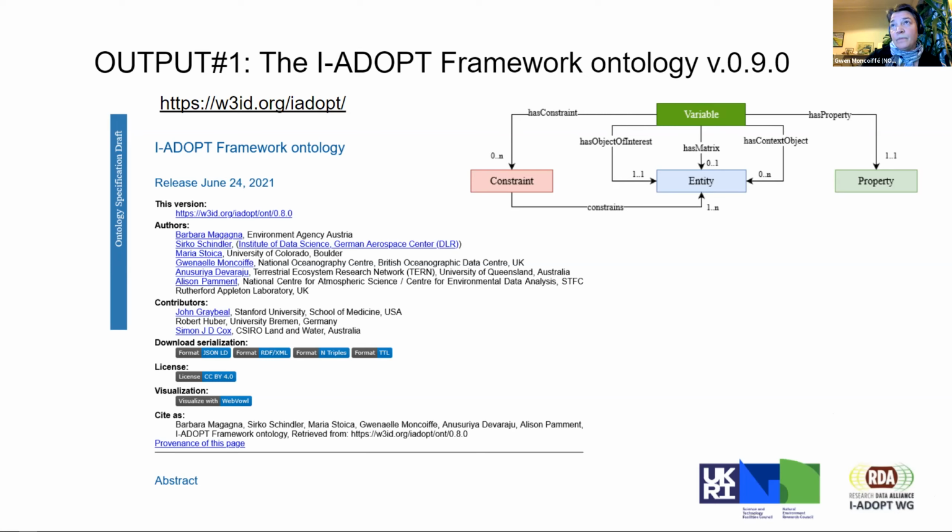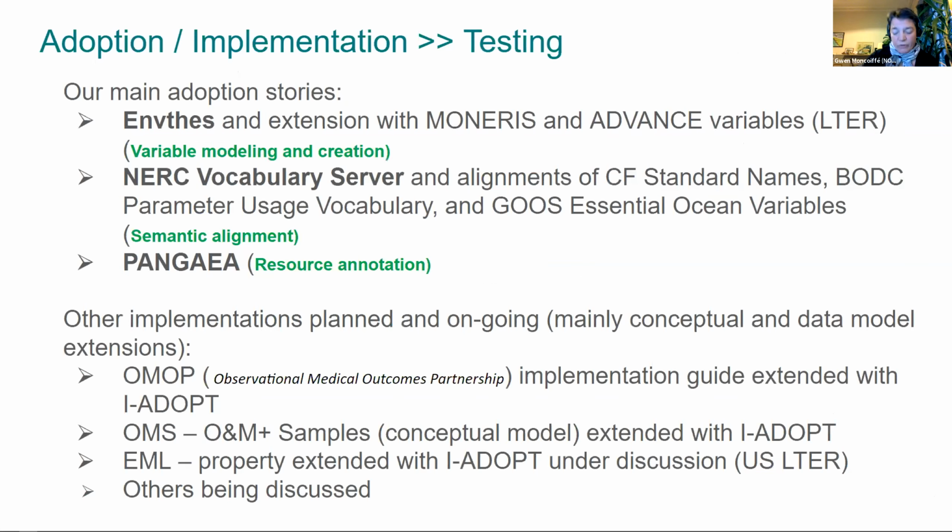But as you see the diagram there, it is a very simple framework. So we've got adoption stories. We've got 3 main adoption stories that we will be working on as part of the output of this working group. The first one is implementation in ENVTES with extension with Moneris and advanced variable from the long-term ecological research network. And this will address the use case of variable modeling and creation.